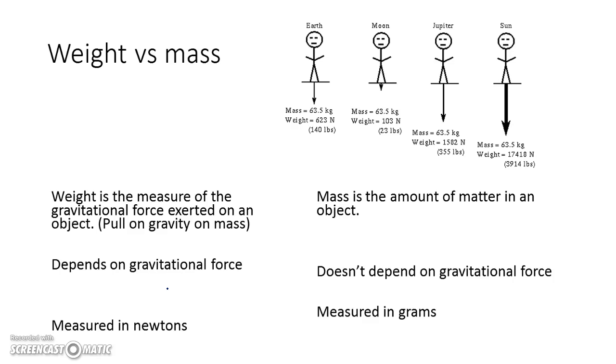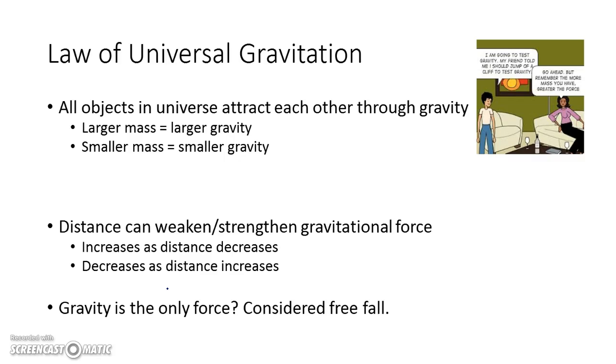Okay, so gravity pulls on matter, and that's what gives us our weight. Mass stays the same no matter what. All right, law of universal gravitation. All objects in the universe attract each other through gravity. We just talked about that. The larger the mass, the larger the gravity. Smaller the mass, the smaller the gravity.